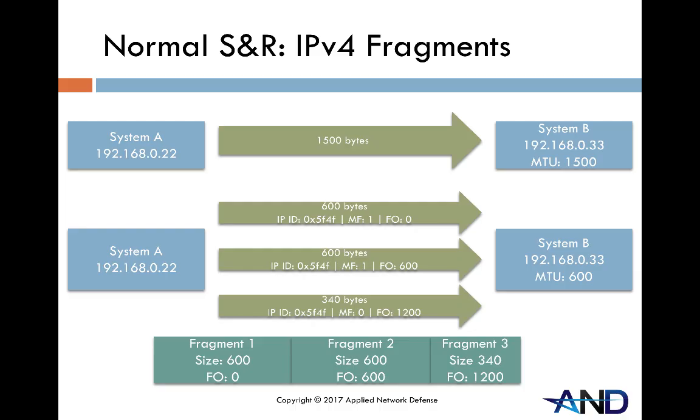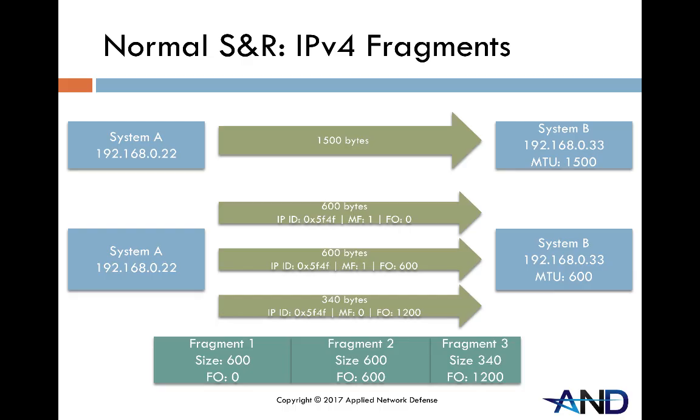Great. However, did you notice anything odd about the size of these packets that we just talked about? Did anything stand out to you? Well, the packet we wanted to send was 1500 bytes. However, if we add 600 bytes plus 600 bytes plus 340 bytes, those 3 fragments, we actually get 1540 bytes. Where did those extra 40 bytes come from? Can you think of why those would be necessary?